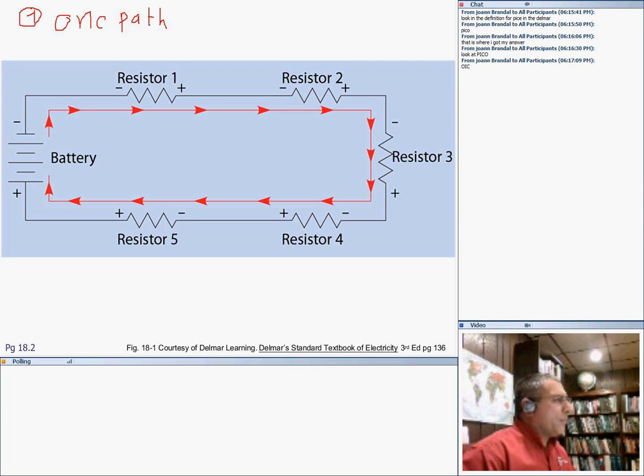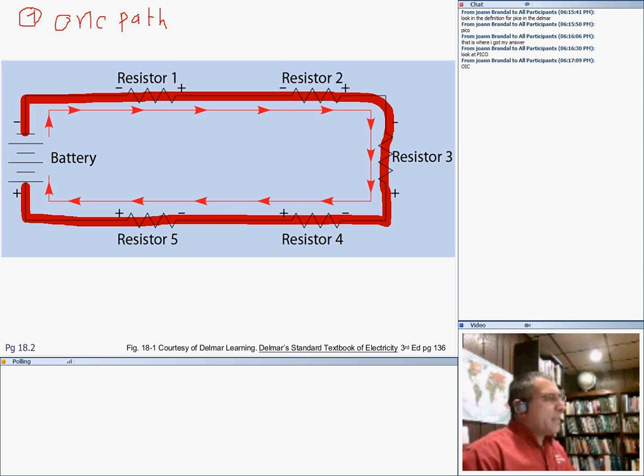The current has only one path, no fork, a one-way street, all the way from the source to the load and back. Can you guys see that? This is rule number one of a series circuit: only one path. There are no forks on the road. The current is going one path. This is the most important thing about series circuits.